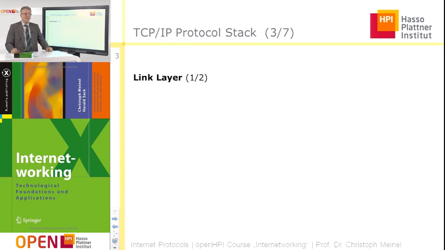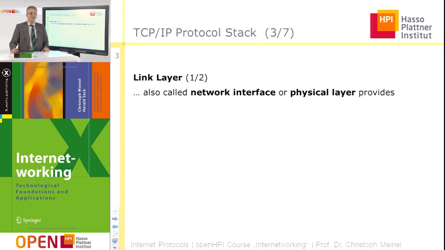So the next layer is the link layer. This is definitely part of the TCP/IP protocol stack. It is also called the network interface or physical layer. Network interface for that reason, because the TCP/IP protocol stack is the layer above all the separate physical networks, and at a certain point the link layer provides the interconnection of the internet with the physical network technology below.